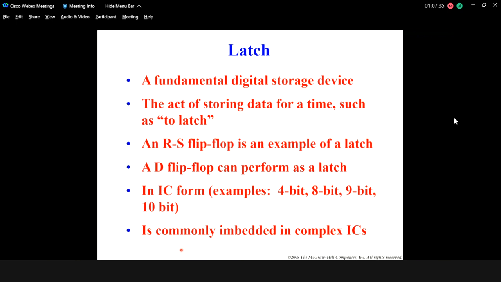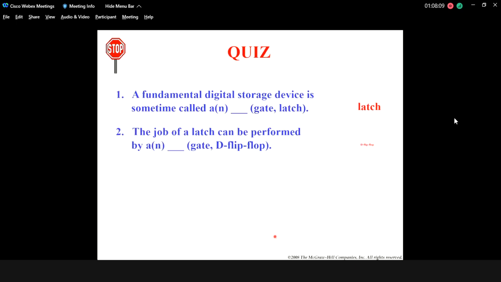Okay. So latch is a fundamental digital storage device. It acts to store data for a time, such as a latch. The RS flip-flop is an example of a latch. That means as long as there is no new input, the output still remains there. Okay. The D flip-flop also has that capability. In IC form, we can have it in 4-bit, 8-bit, 9-bit, 10-bit. Commonly, it is embedded in a complex IC form.